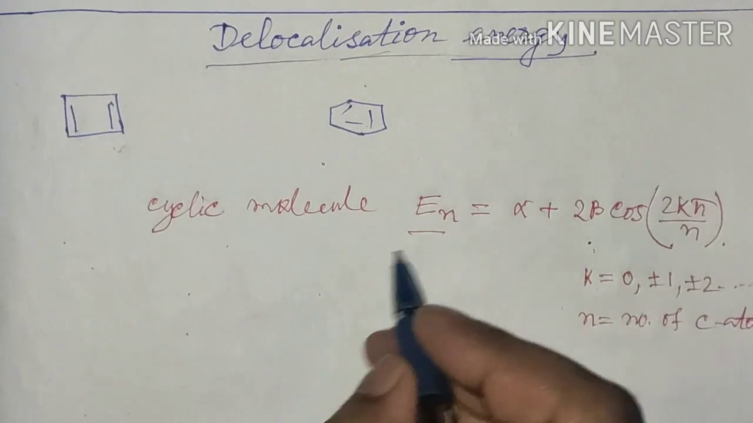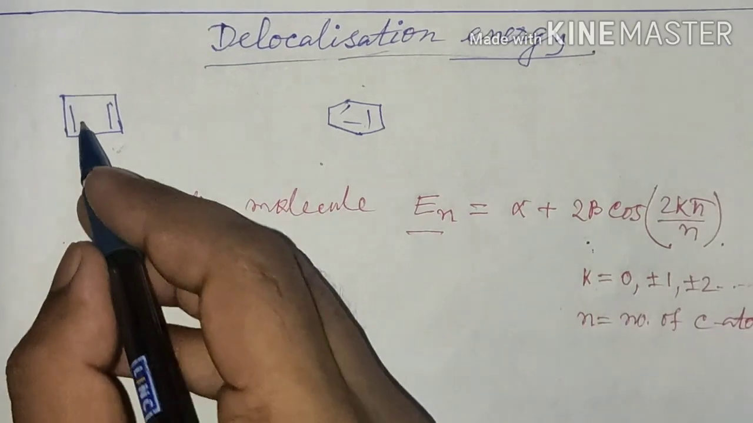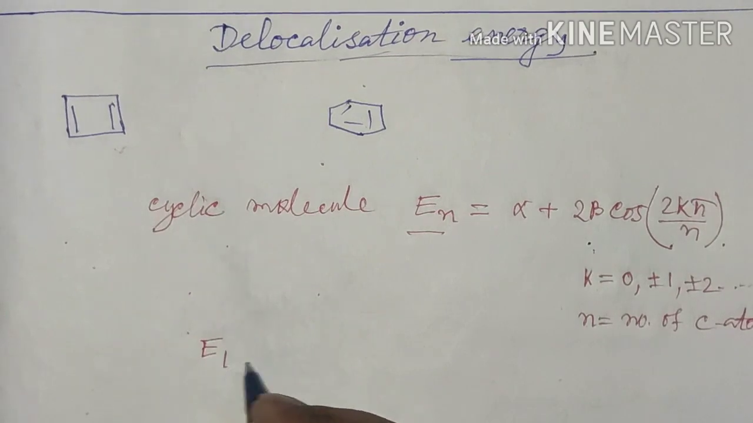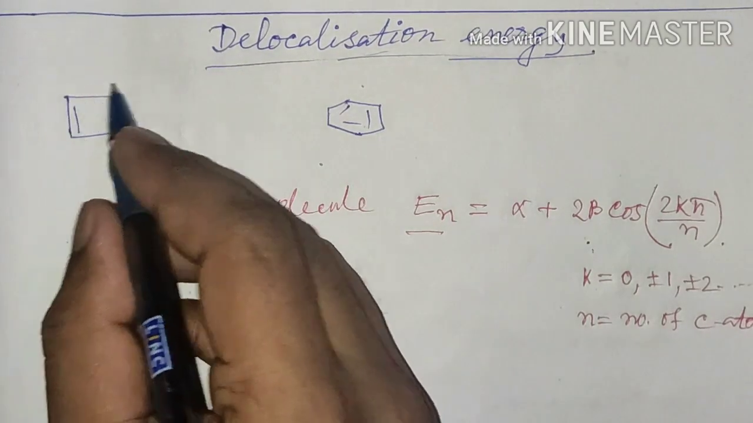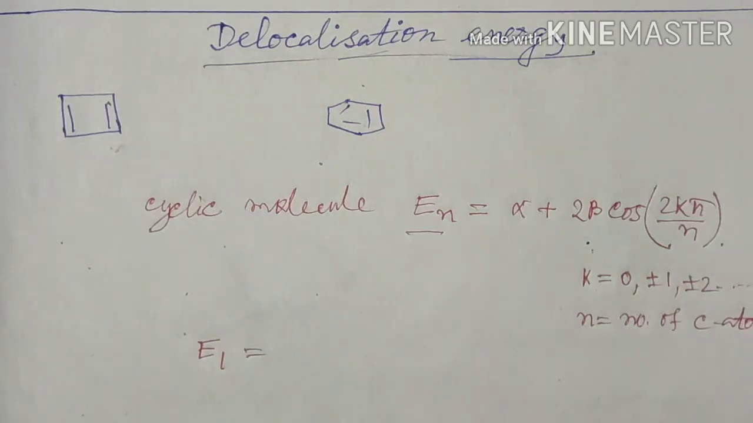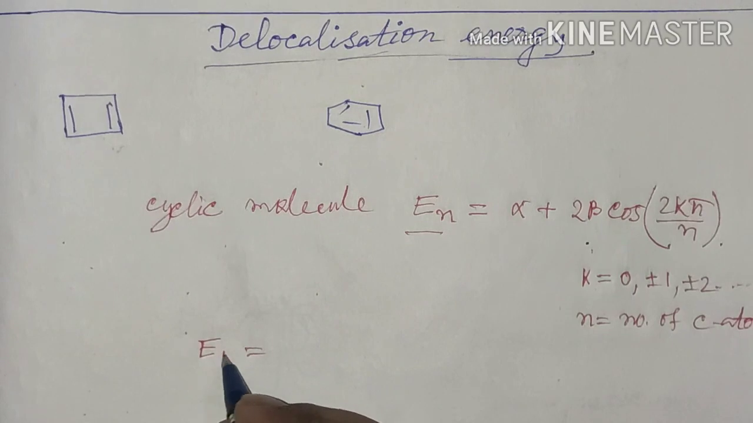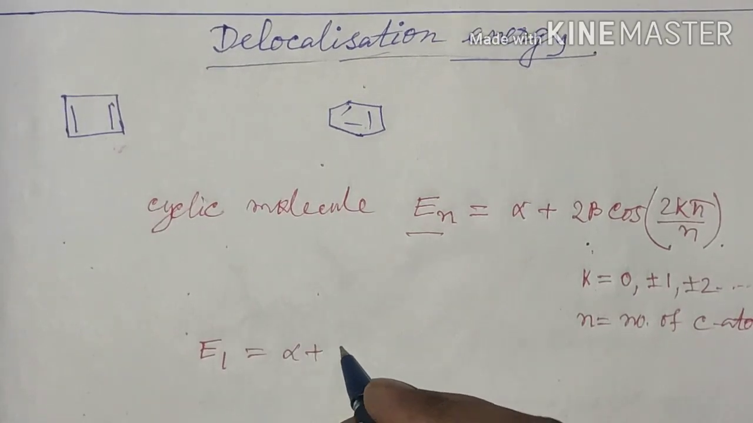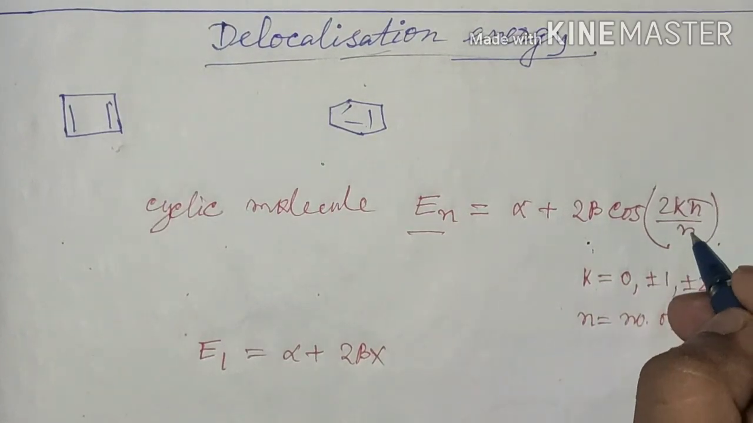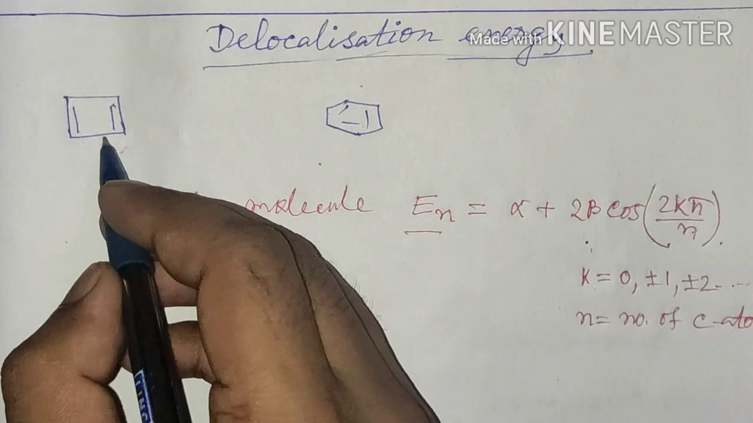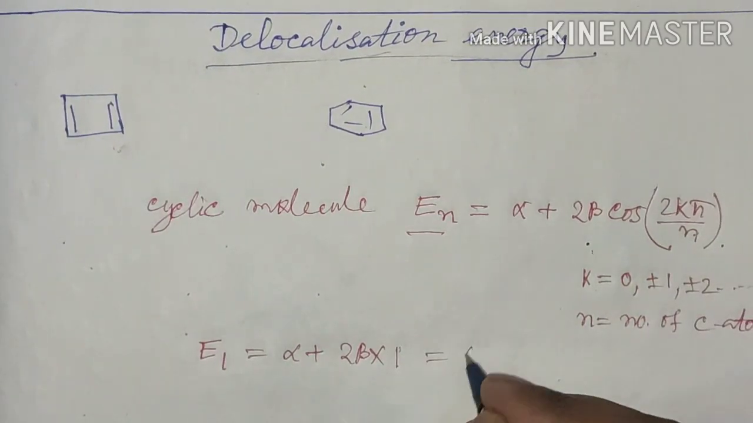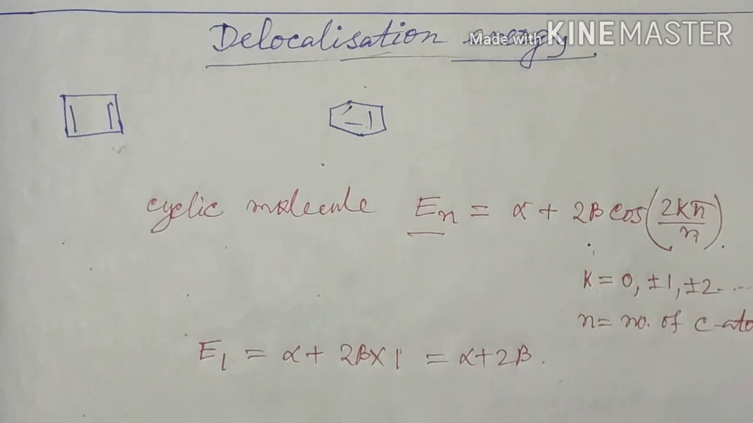Now, if we calculate the energy of the different MOs for cyclobutadiene, since it contains 4 carbon atoms, there will be 4 molecular orbitals. For the first molecular orbital, k will be equal to 0 and n will be 4, since the number of carbon atoms is 4. So this value will be 1, and the total energy will be alpha plus 2 beta.